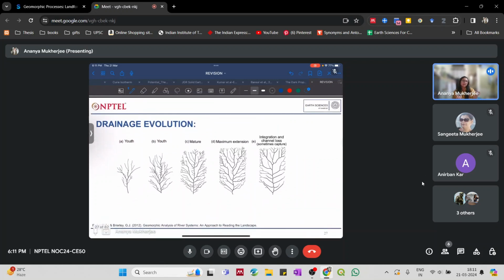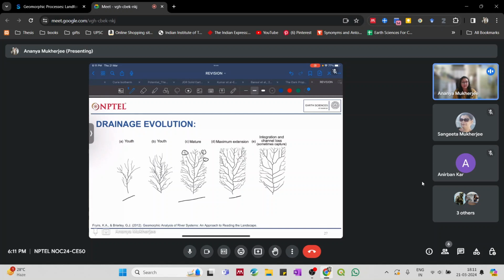Okay, so drainage evolution, as we said, since a river itself has youth, mature and old stages, even the drainage pattern that is associated with a river also evolves in different stages. So you can see at the start you have a very low number of branches of the main stream, and then with time the branches have increased and lower order streams also increase in numbers.